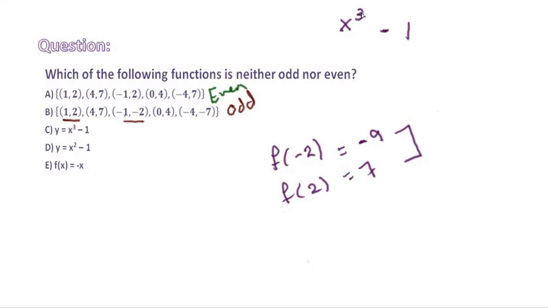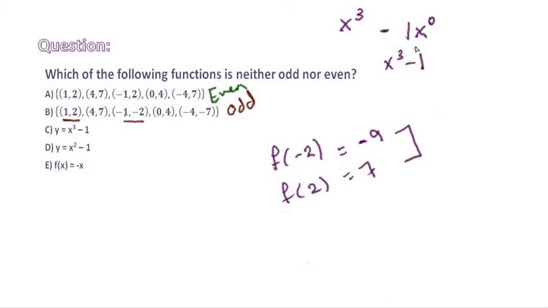This power is an odd power. If all the powers are odd, then the function is odd. If all the powers are even, then the function is even. This is x cubed. If this is multiplied by x to the power of 1, then it is an odd function. But here it's multiplied by x to the power of 0 because it's a constant. Then this is x cubed minus 1. We have even and odd powers, so it's not an even function and it's not an odd function.